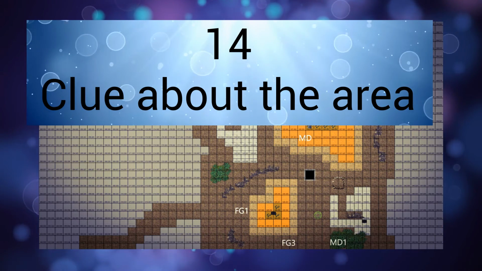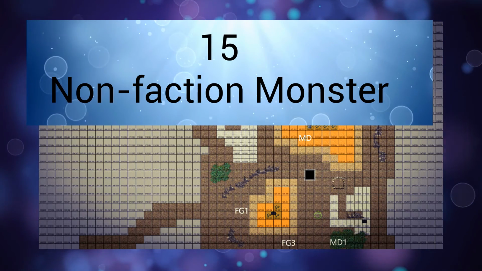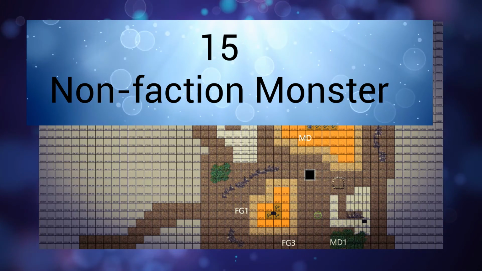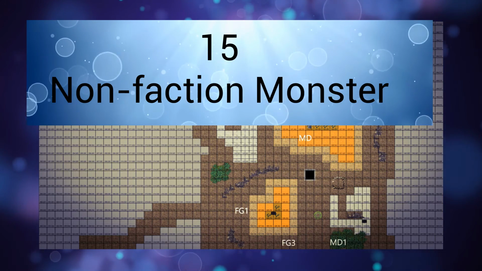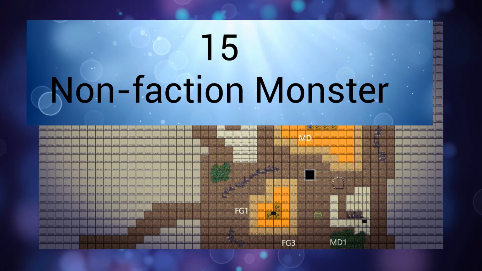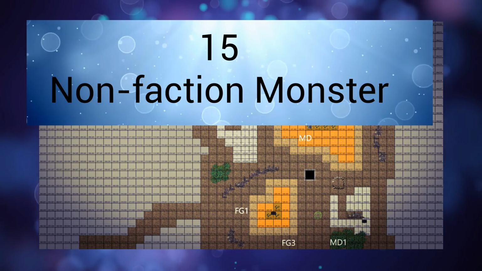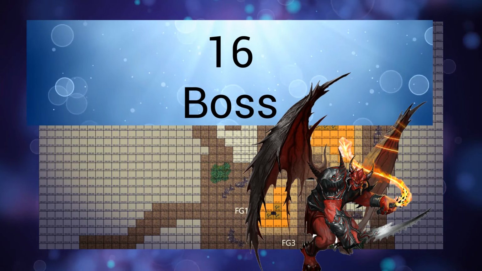Number 15, our penultimate one, is non-faction monsters. Sometimes another monster just wanders in, and you want to have a dice roll for that. So it's a pretty low chance that one of the non-factions is in here, but it is one thing that you can add. And lastly, number 16, 1 out of 64 is the boss.